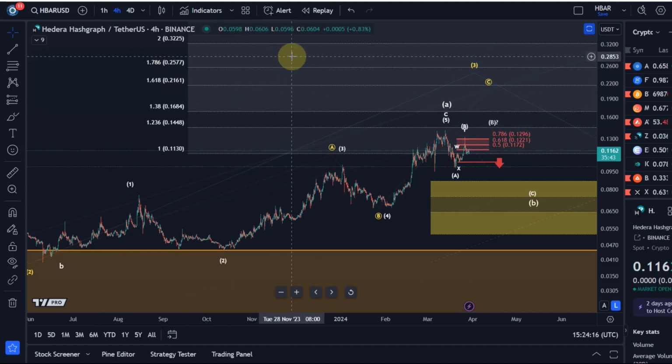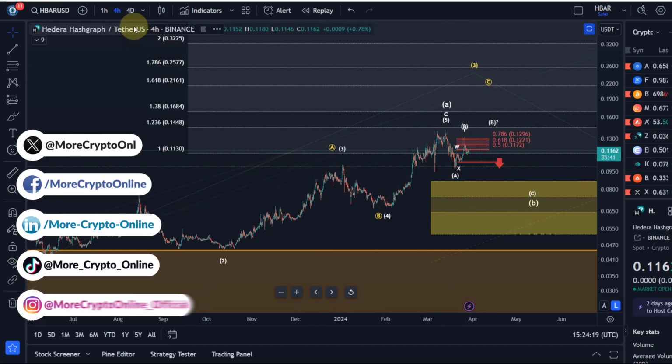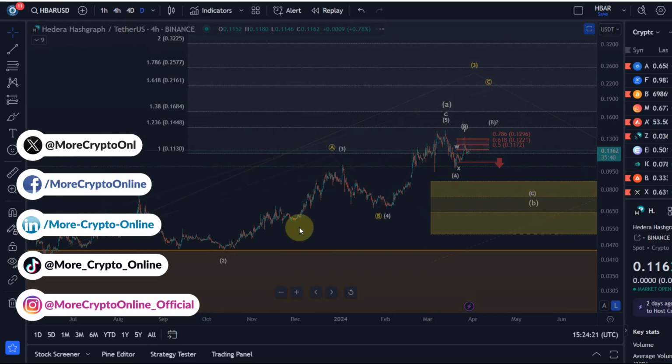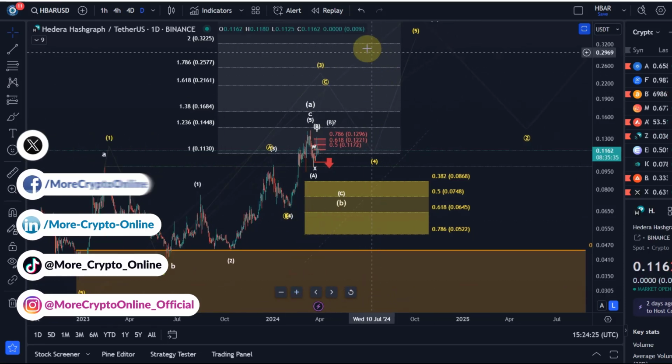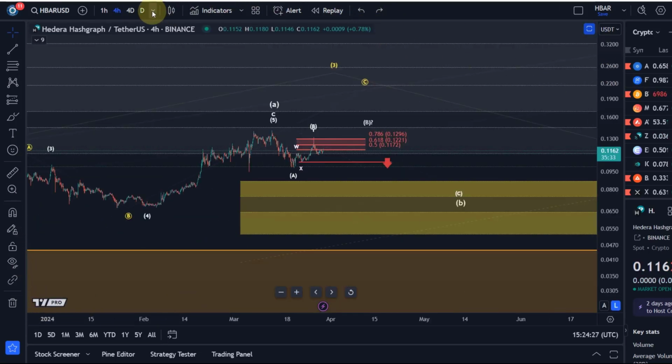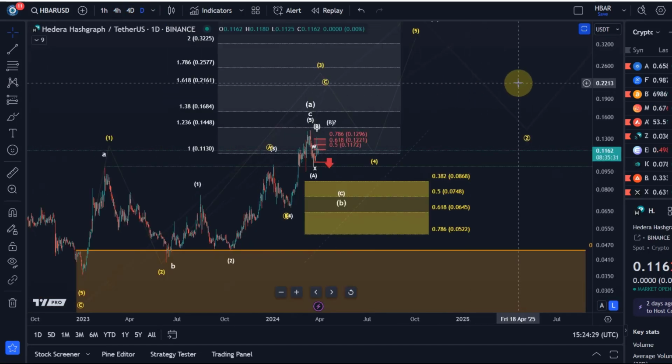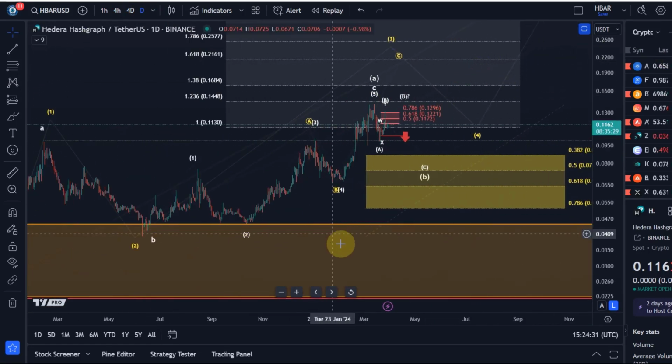So let's talk about the HBAR chart and structure. Let's maybe start on the daily time frame. I'm tracking two bullish scenarios here on this chart. Want to go to the daily. Tracking two bullish scenarios on the chart.